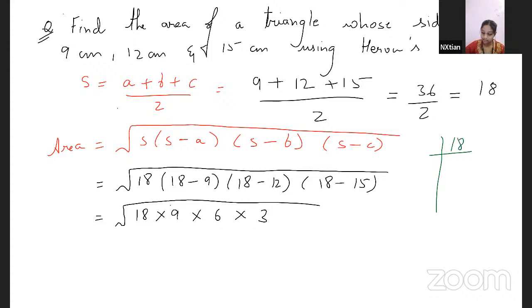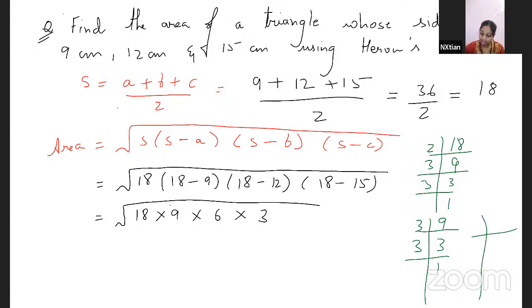Ma'am, the answer is 18 equals 2 into 3 into 3. Yes, that is right, Maya. 18. Let's do it with 2. 9 by 18. 3 3s are 9, 3 1s are 3. We have 2 into 3 into 3. Now let's do it for 9. 3 3s are 9, 3 1s are 3, and 6. 2 3s are 6, 3 1s are 3. Okay, so let's write these.